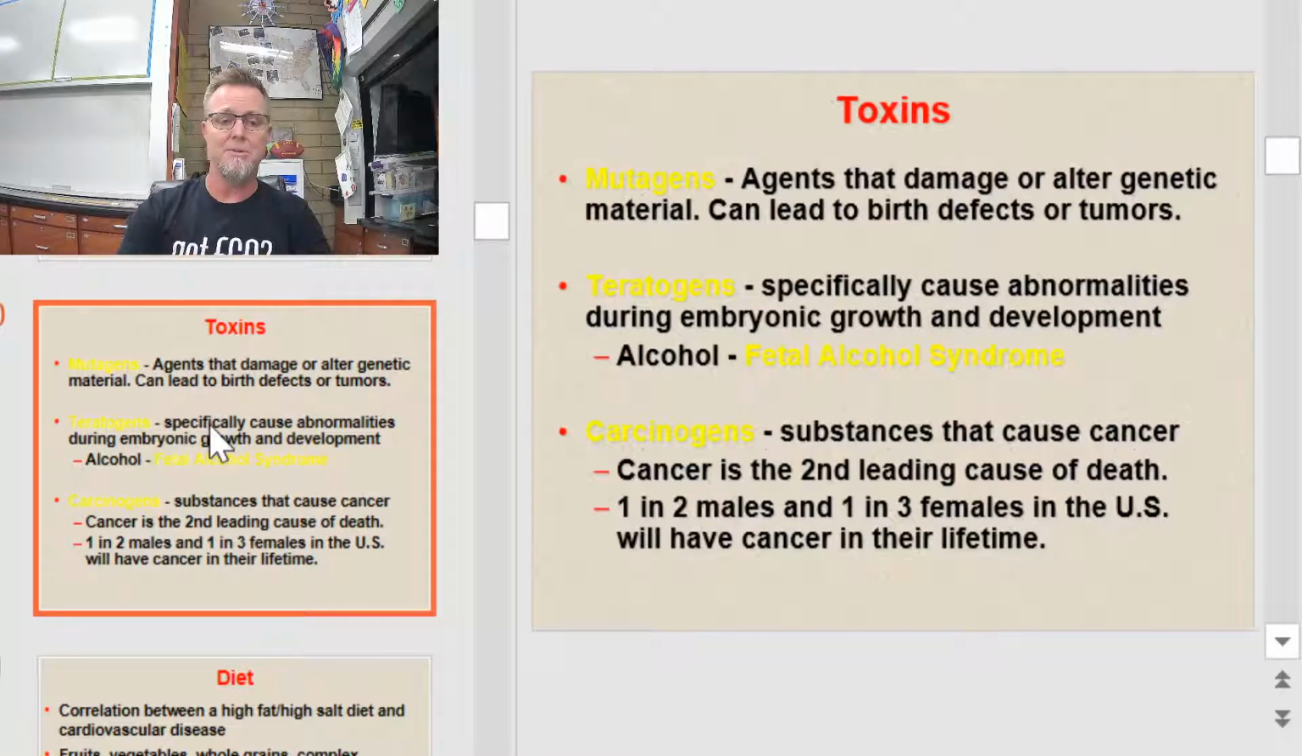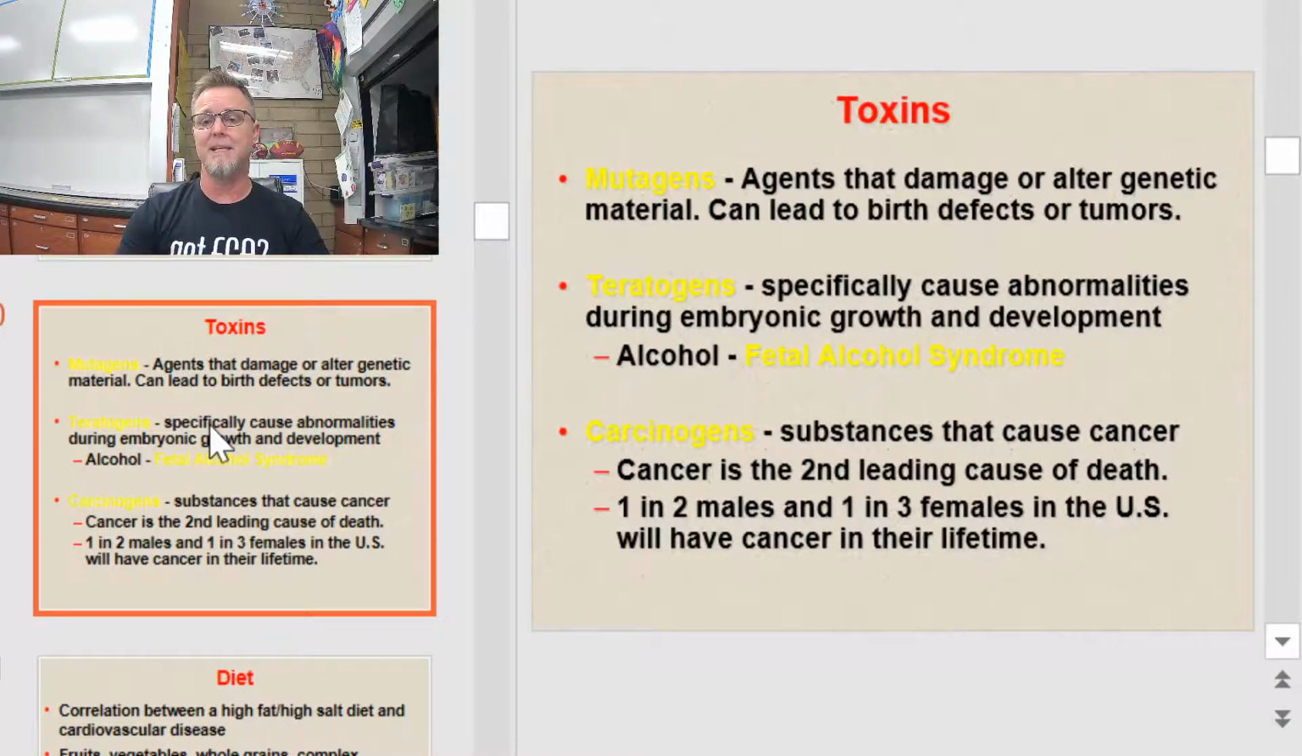Then we have mutagens. Mutagens are agents that damage or alter our genetic material. They can lead to birth defects or tumors. Teratogens specifically cause abnormalities during embryonic growth and development.